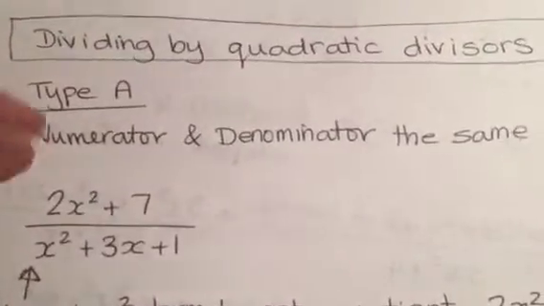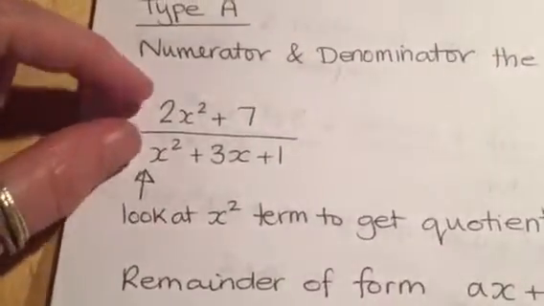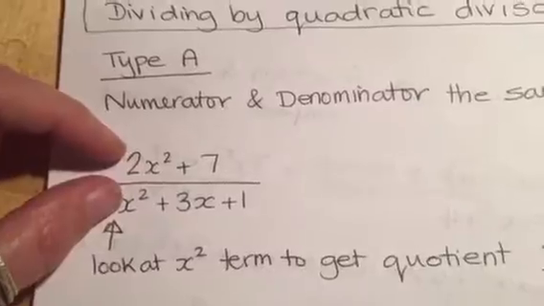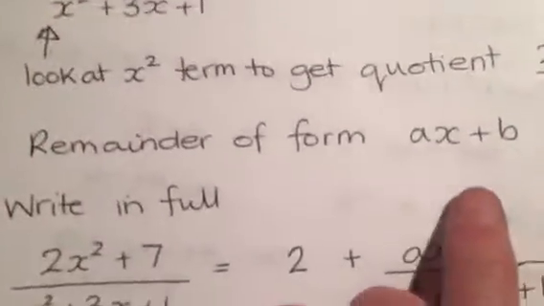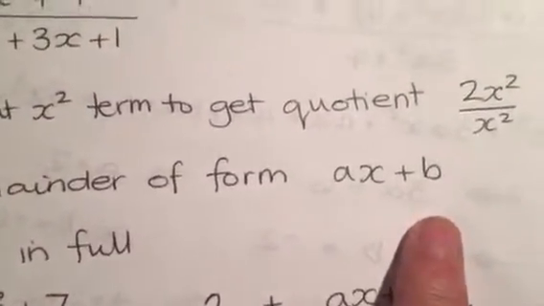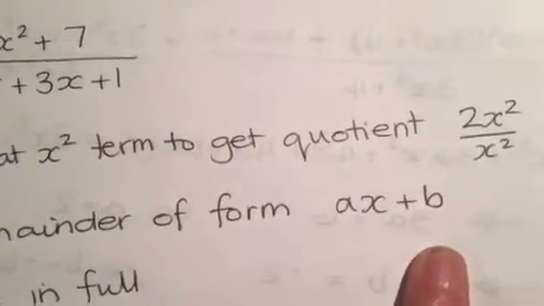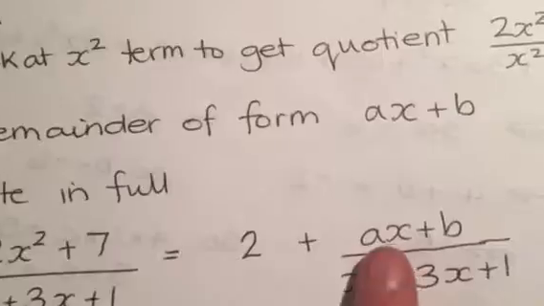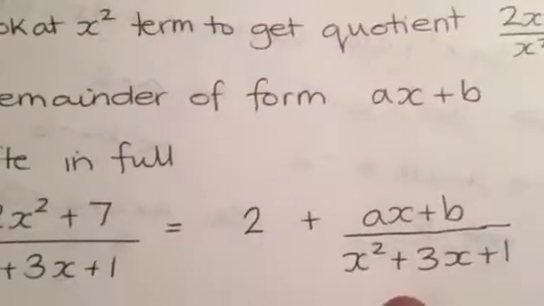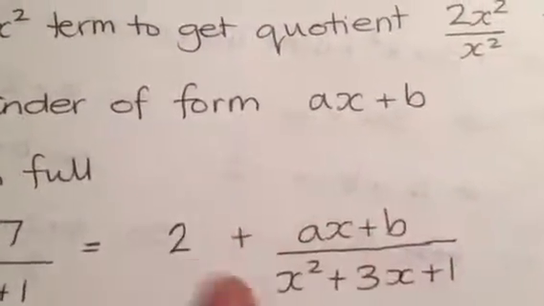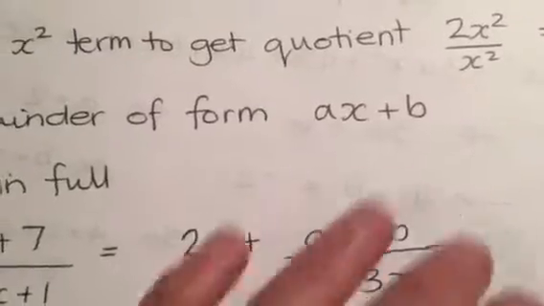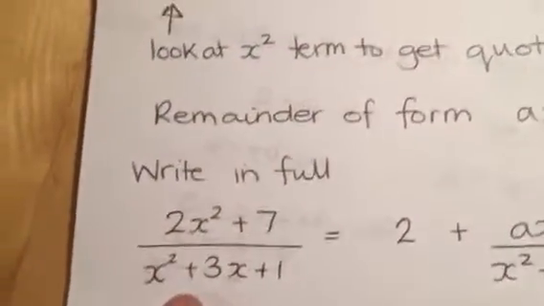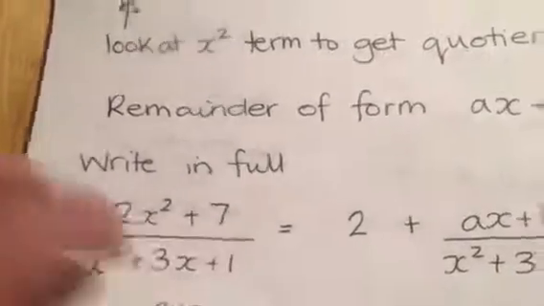Numerator and denominator the same. Look at the first term always. So you look at the first term to get your quotient. Remainder is always of the form ax plus b if it's over a quadratic. So write it with a quotient, and then ax plus b is your remainder over the divisor. Rewrite that as a single fraction so that you can then compare it to that.